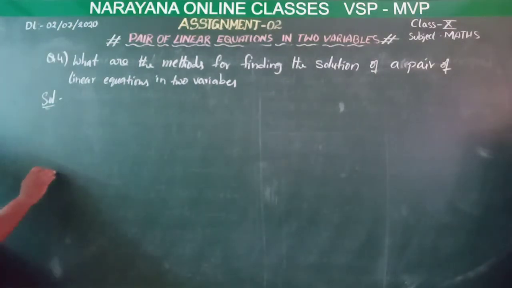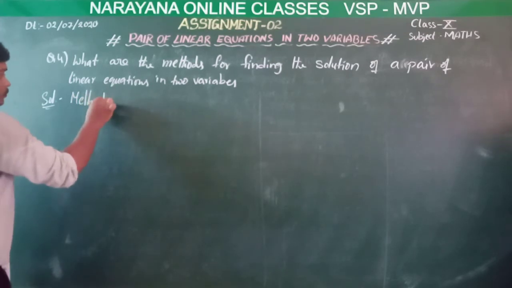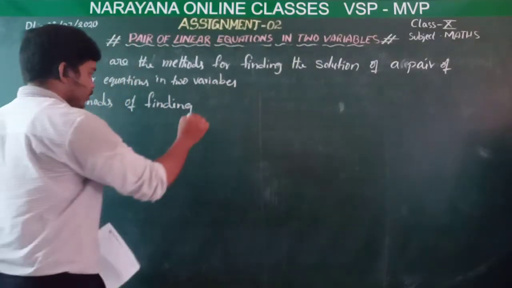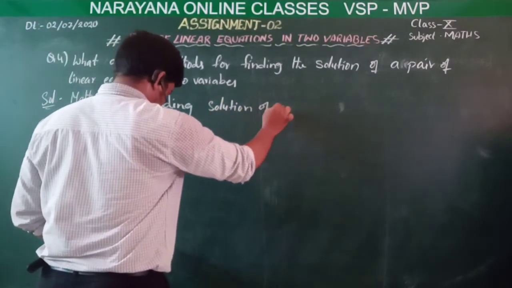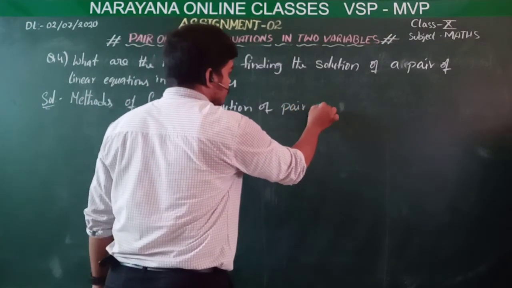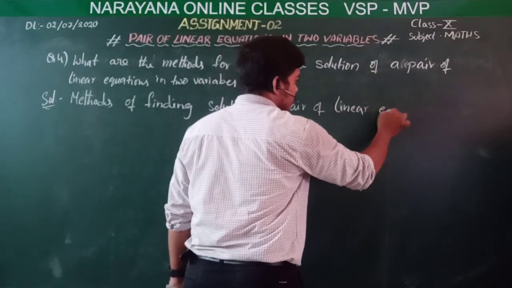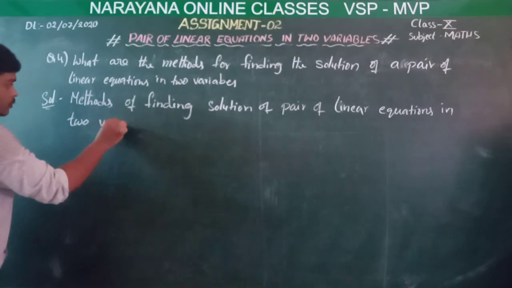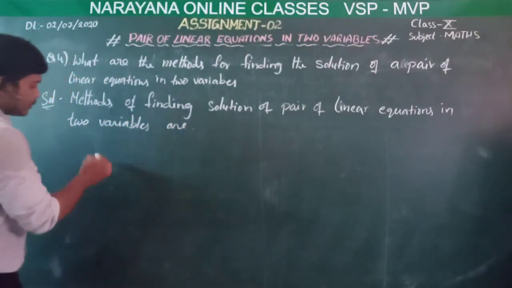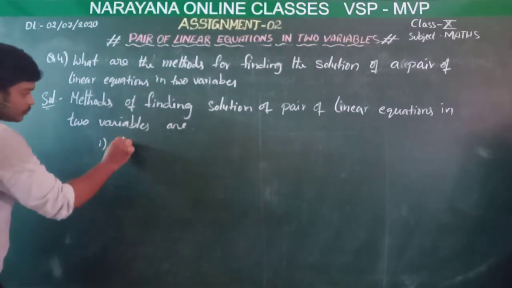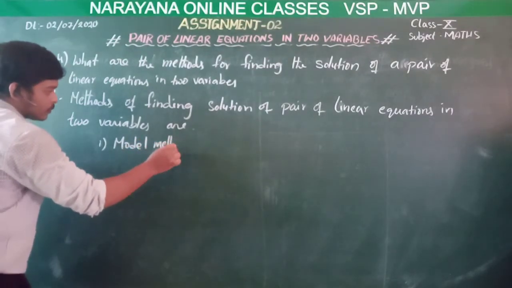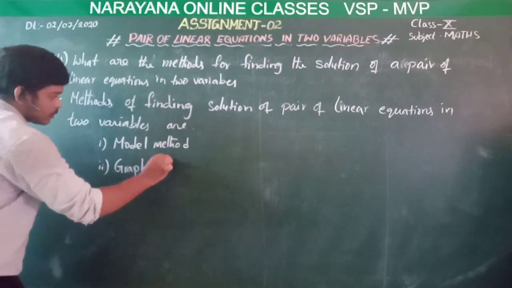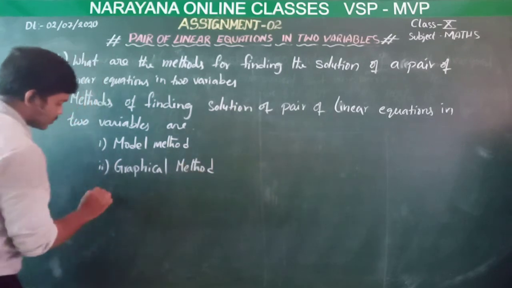So the methods of finding the solution of a pair of linear equations in two variables: the first is the model method. And the second one is the graphical method. And the third one is the algebraic method.